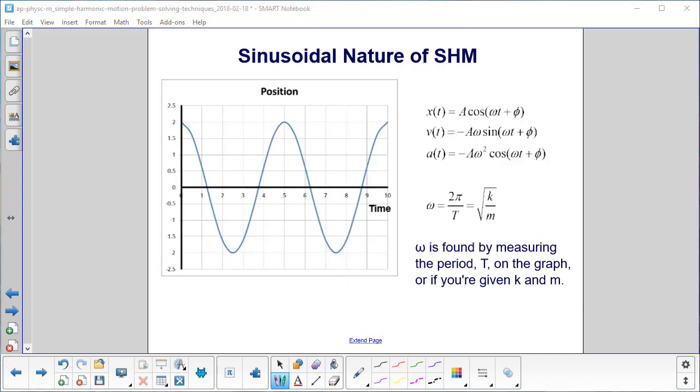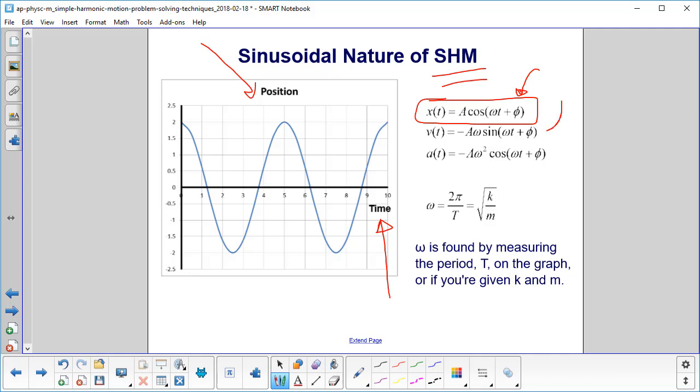The relationship between the circular motion and simple harmonic motion is best shown in the sinusoidal nature of your simple harmonic motion. We have a plot here of the position versus the time of something in simple harmonic motion, and we're going to say this is the solution to the equation. x of t, the position at any time, is equal to A, which is your amplitude of the system, times cosine of omega t plus phi. Phi is just the phase angle. It tells you where you're starting your problem.